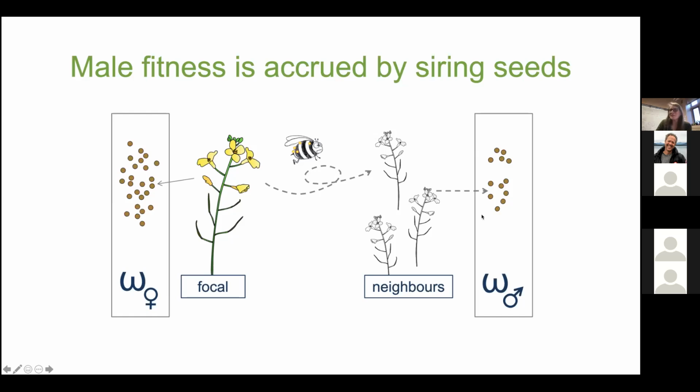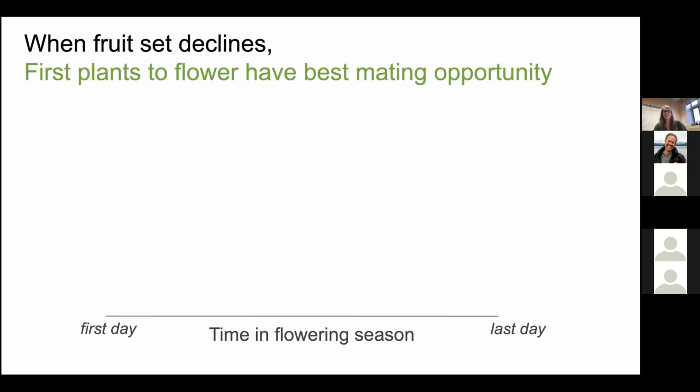Got a lot of cartoons in this part of the talk, but I'm going to give you another cartoon now to help elaborate on this idea, what exactly we think is going on. This display starts with an axis down at the bottom that represents time in a flowering season, from the first day that the first flower opens on the first individual to start flowering in the population to the last day that there's an open flower in this population.